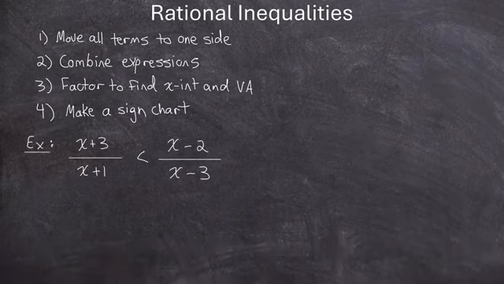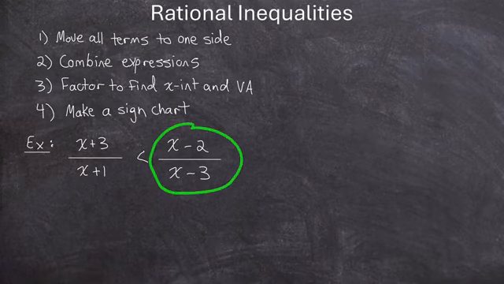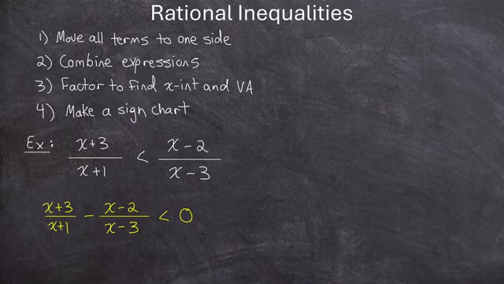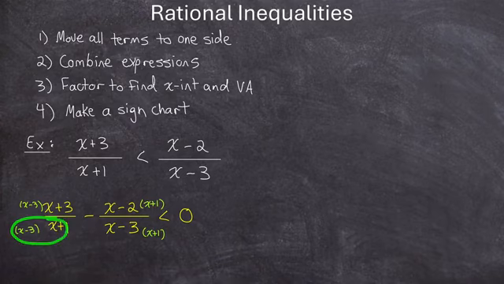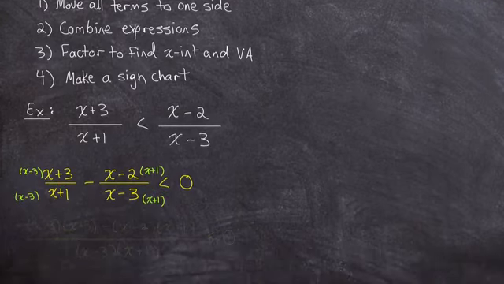All right, in this rational inequality, the first thing I would do is take this whole term that's on the right and move it to the left by subtracting it. And now I want to combine these expressions together, so I would have to get a common denominator. I'll multiply this fraction top and bottom by x minus 3, and then this fraction top and bottom by x plus 1. And now that they both have this common denominator of x minus 3 times x plus 1, I can combine them into a single fraction.